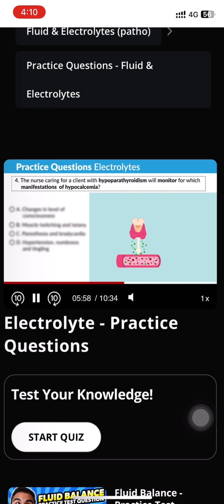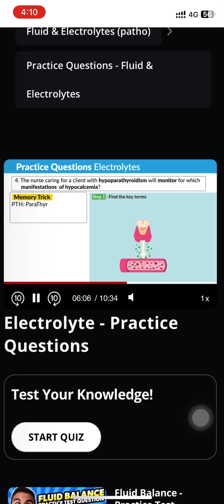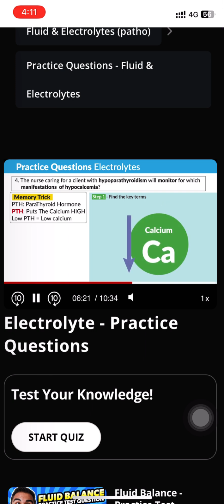Okay, let's break it down. First, we locate the key terms. So hypoparathyroidism means that low parathyroid. So the memory trick, PTH, parathyroid hormone, we know PTH puts the calcium high in the blood. So low PTH, we have low calcium, right? And the question's asking for manifestations or signs and symptoms of that low calcium, that hypocalcemia.